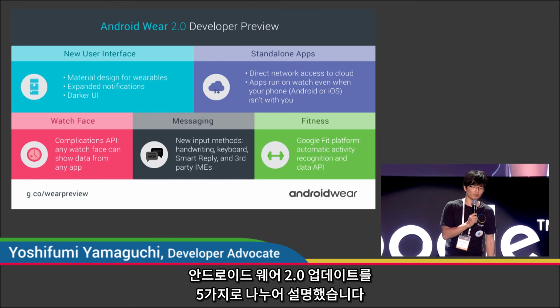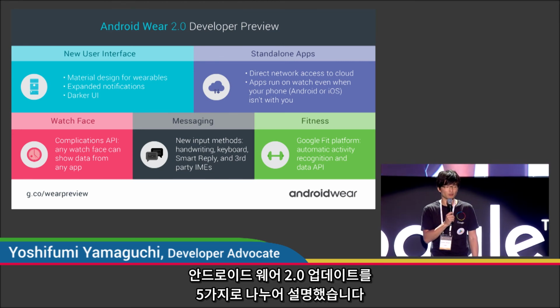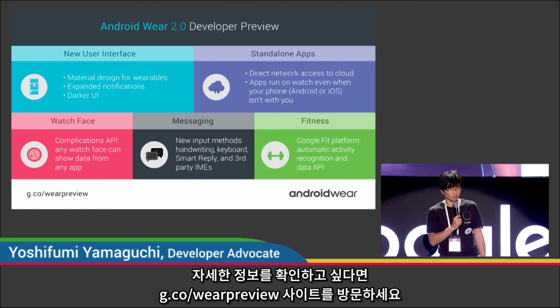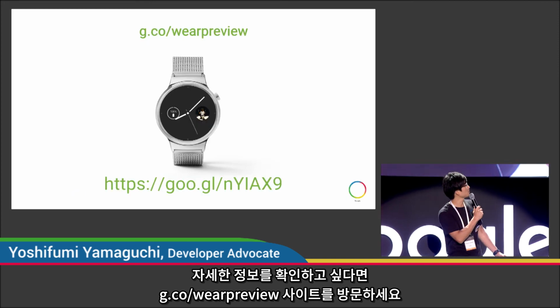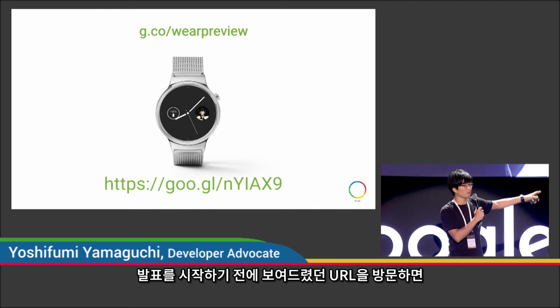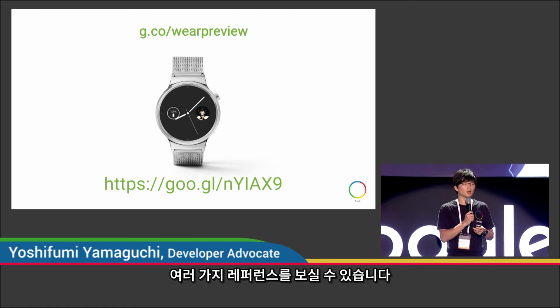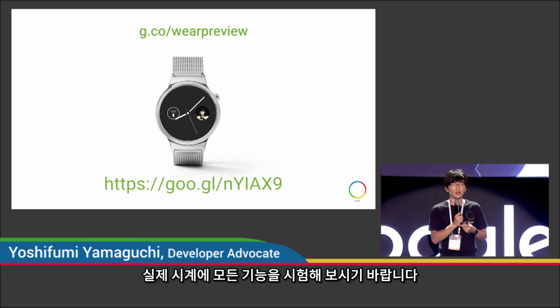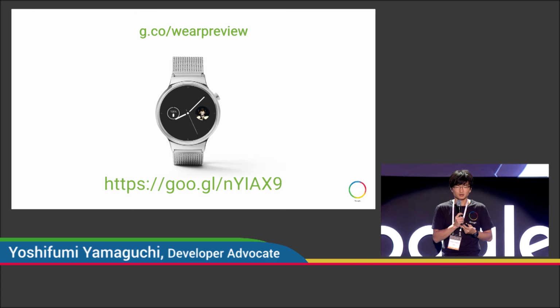So these are the 5 new updates in Android Wear 2.0. If you want to confirm everything, please access the g.co web preview or the URL I showed on the very first slide of this presentation. Then you see a lot of references, and you can try everything on real watch devices. Thank you.